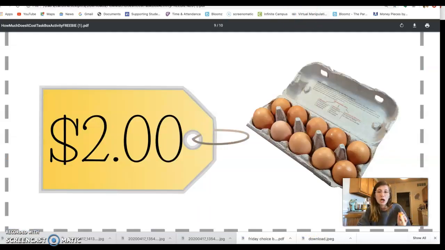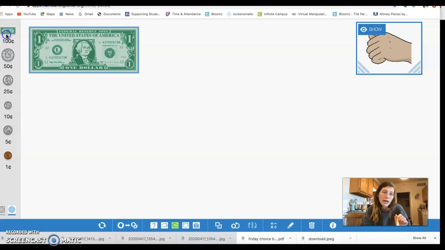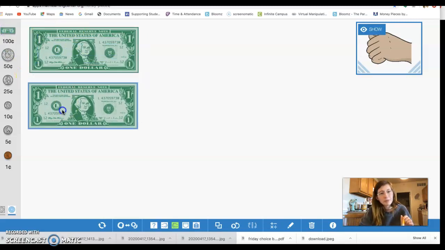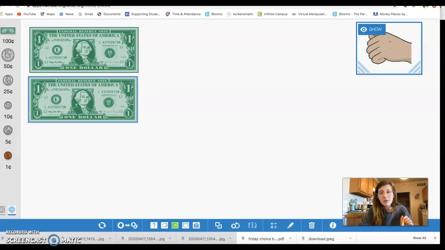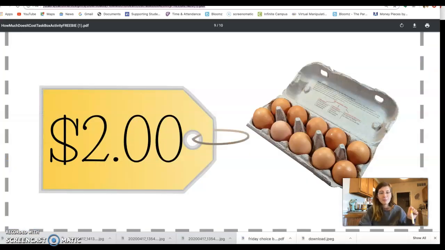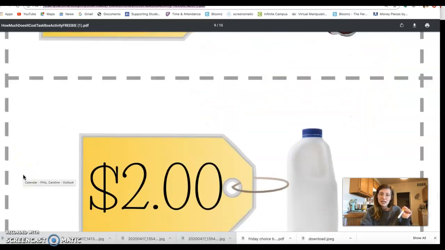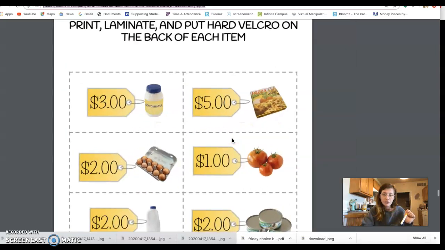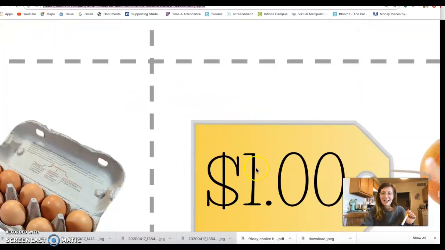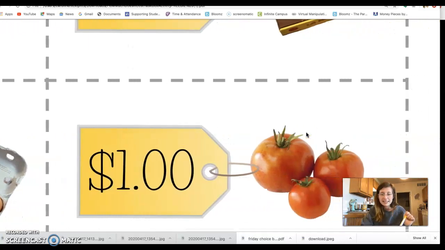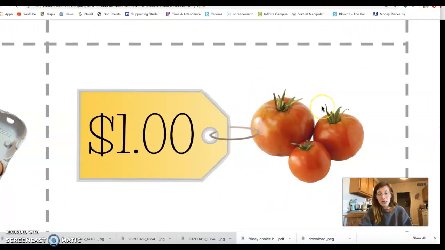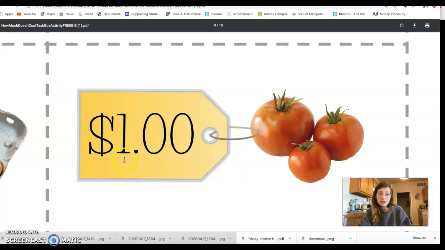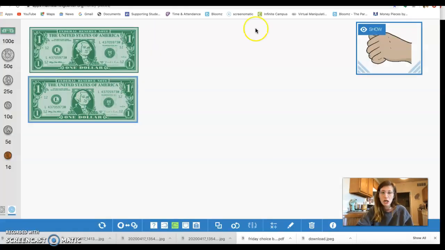All right, so back to square one. You're going to show me $2. 1, 2. Good job. Hand it over to mom or dad. Pay up. All right, on to our next item. Okay. Our next item is tomatoes. How much are tomatoes? Good job. They are $1. So you're going to show me $1.